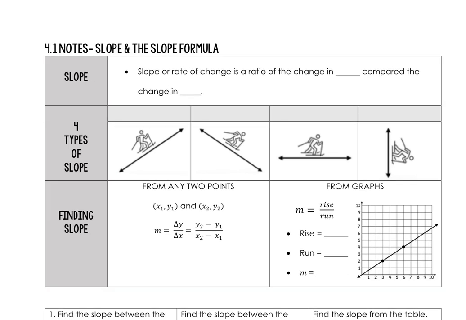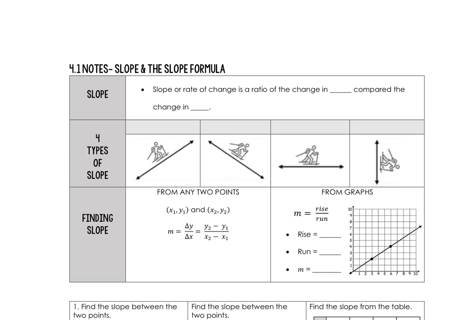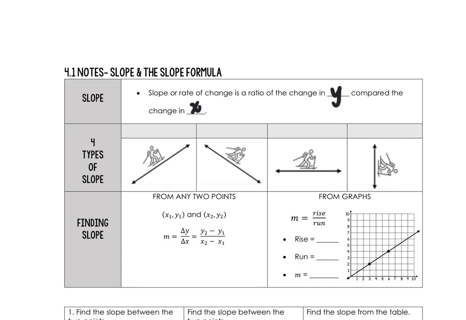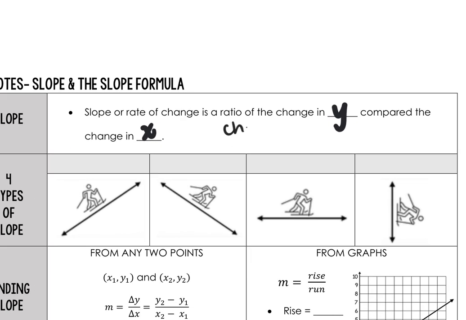So in 4.1, we're going to be reviewing slope and the slope formula. So filling in this blank here for the definition. Slope, or rate of change, is a ratio of the change in y compared to the change in x. So when we're talking about a ratio, we're just talking about a fraction. So this would be like the change in y over this change in x, okay? That's what that definition means. Slope, or rate of change, is this change in y divided by the change in x.